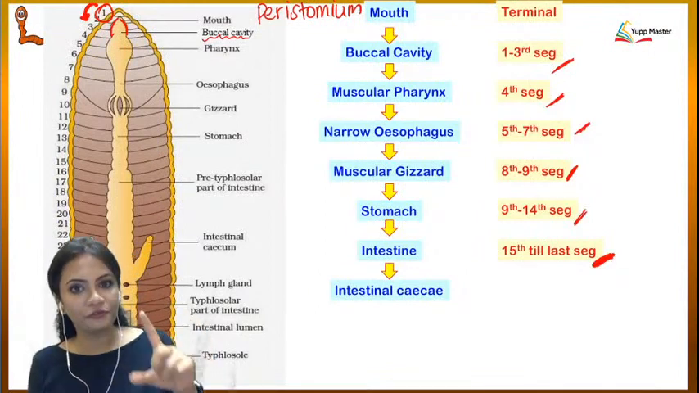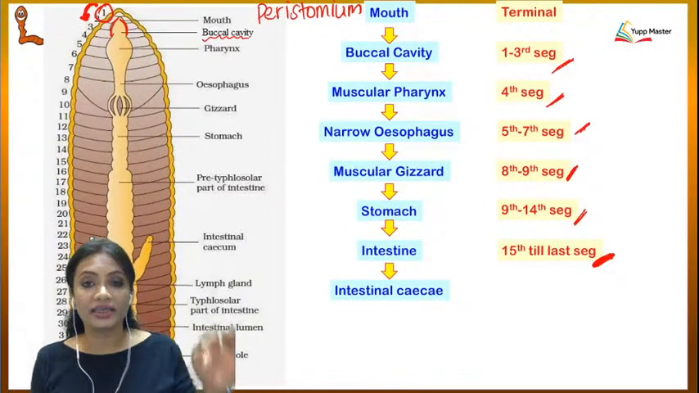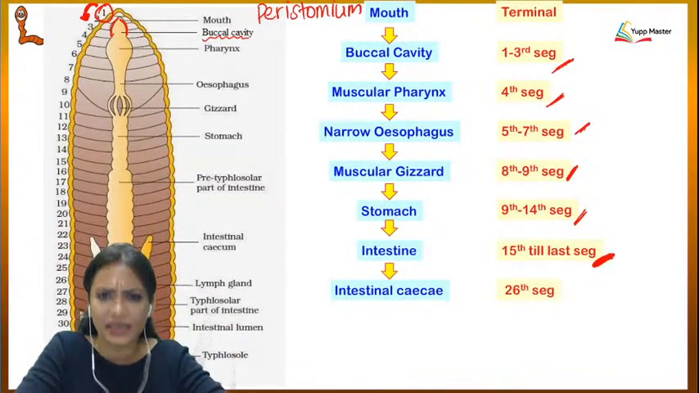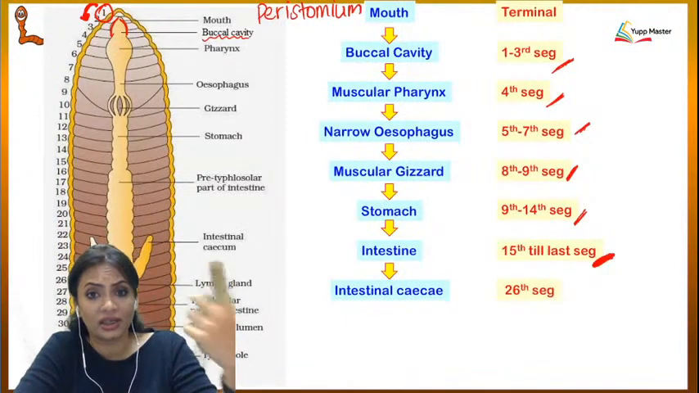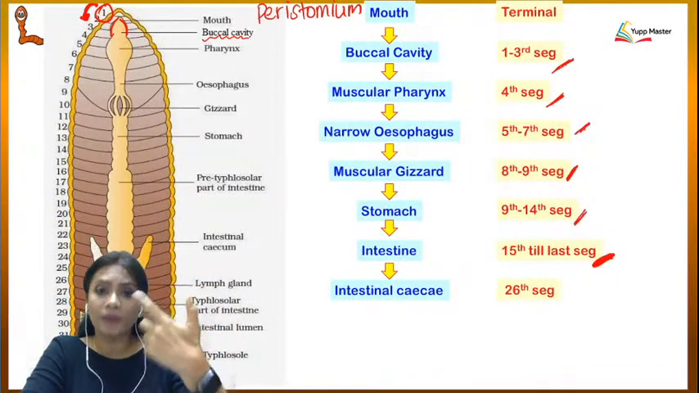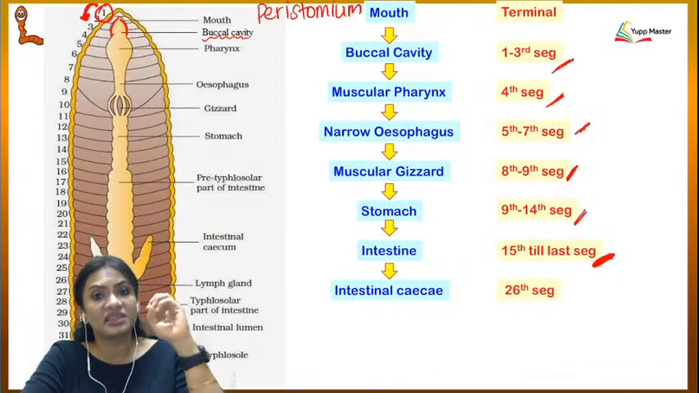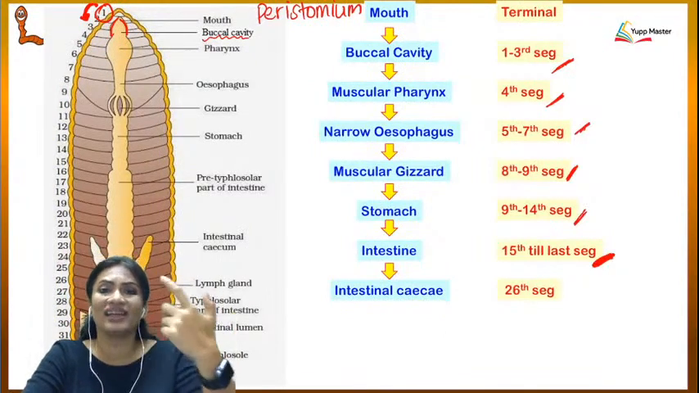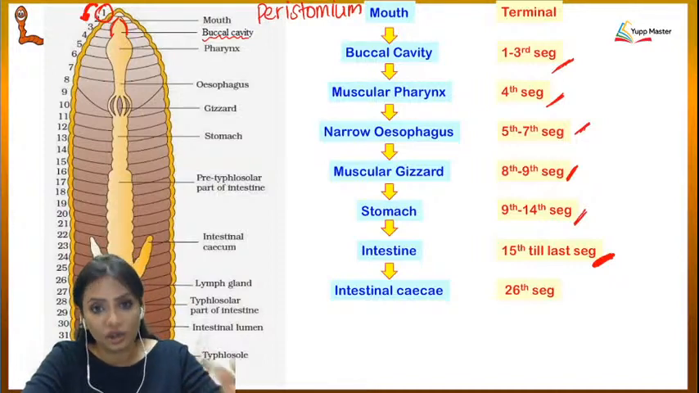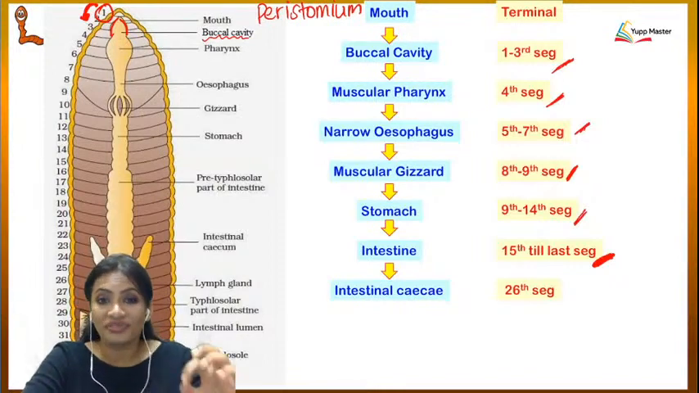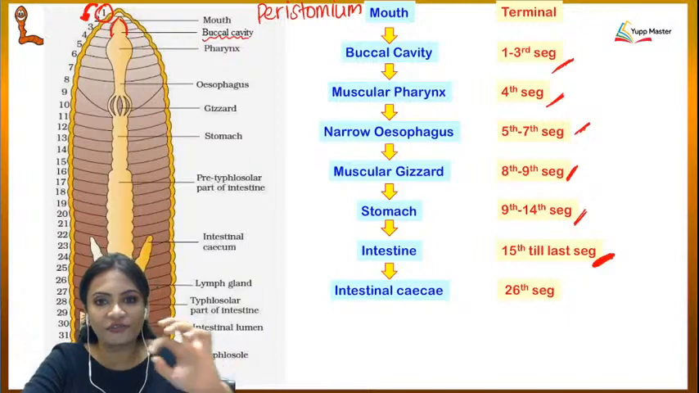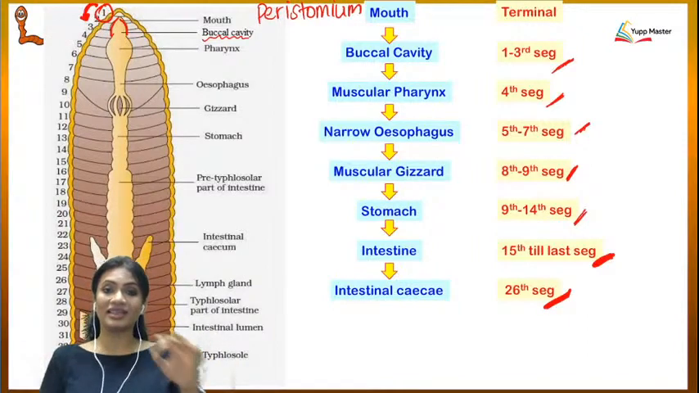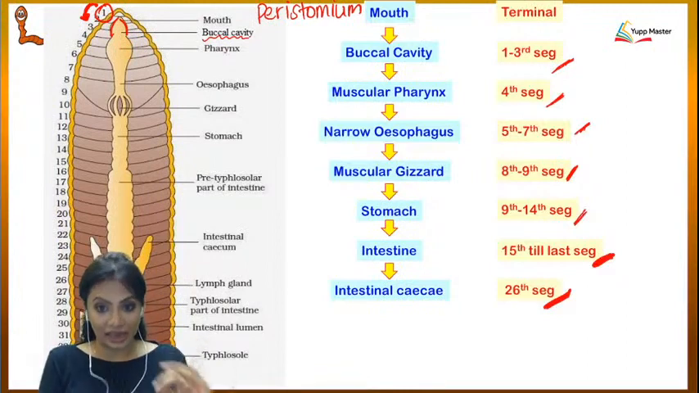In the intestine, first we see the structure called the intestinal caecae. If it is caecae, just like when we study cockroach, these are the parts of the intestine which are going to be secreting some digestive enzymes so that it can help in digestion of that dead and decaying matter which the earthworm has consumed. So, this intestinal caecae is found in segment number 26. Okay, so in 26th segment, we have intestinal caecae present.